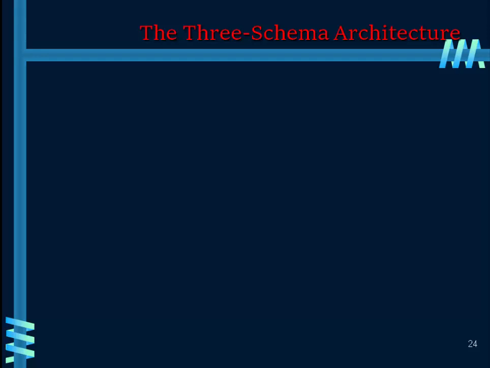Now at first, let us see the three schema architecture. The main goal of this architecture, as I told, is to achieve the main characteristics of the database. Here we are dividing this architecture into three levels to separate the user applications from the physical database.